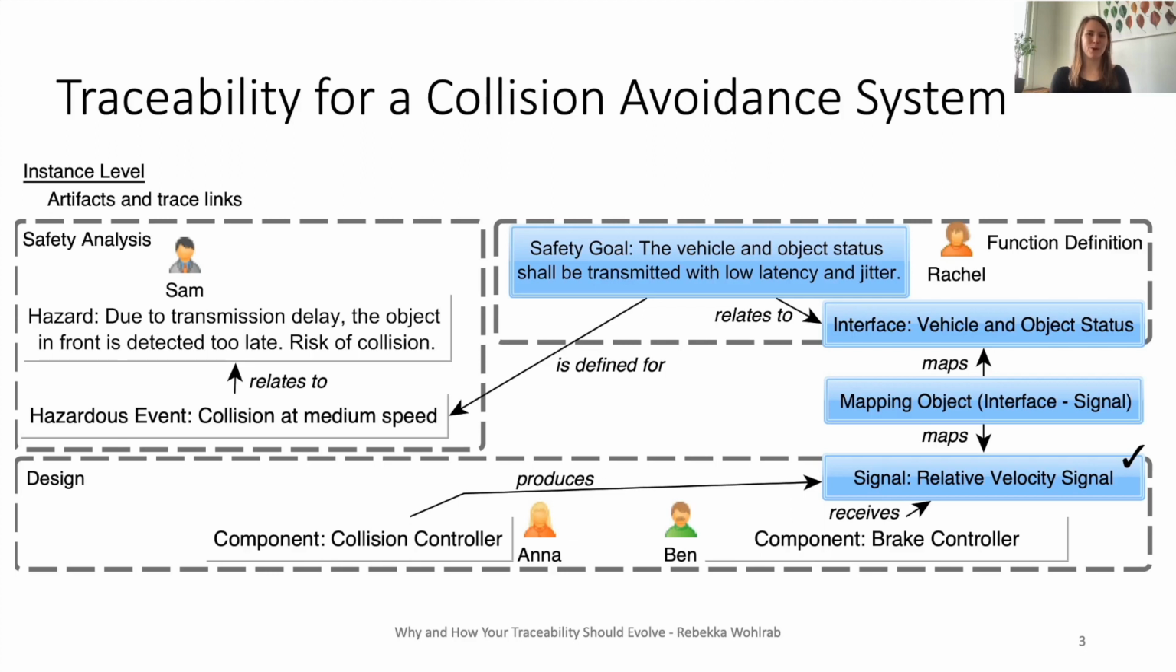Already in this small example, you can see that there are a number of relevant artifacts and quite many trace links. Overall, we found that there were more than 200,000 trace links in place. And of course, they changed dynamically and new trace links had to be created and used over time.